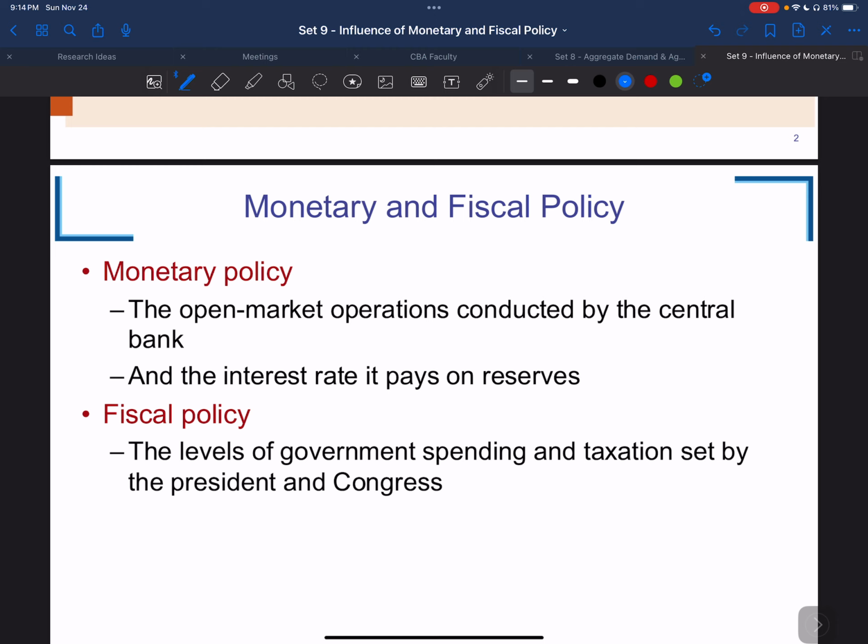And fiscal policy is the actions of the government. The government determines levels of spending and taxation, which are going to indirectly influence aggregate demand through changes in the G, government spending, and T, the taxation.